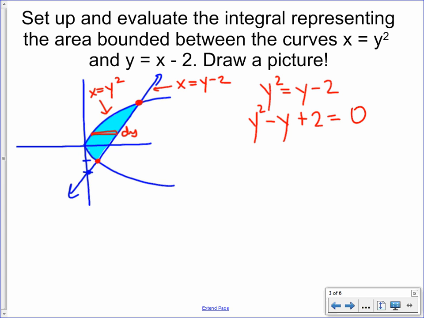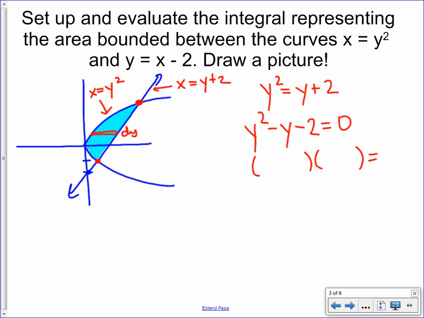Yeah, you have to set the x's the same. You didn't catch my algebra mistake right here. If I add y over, or add 2 over, I didn't want to boss you around. So we have y squared minus y minus 2 equals 0. What does that factor to? y minus 2 and y plus 1. Yeah, that's right. Which means y equals negative 1 and 2.